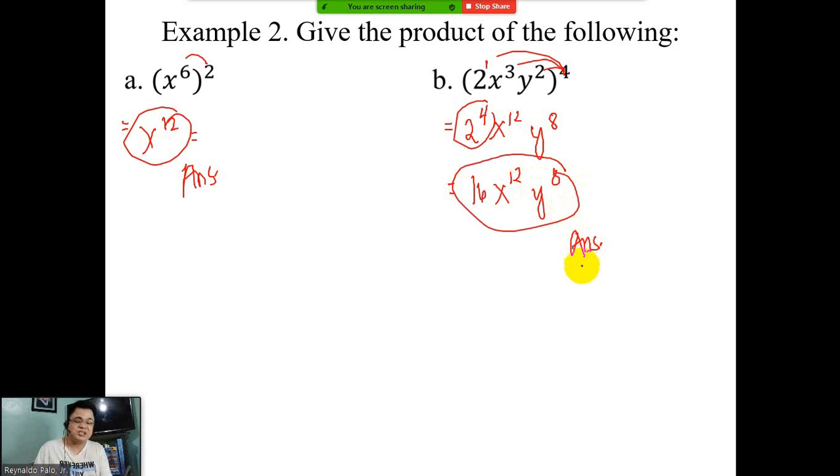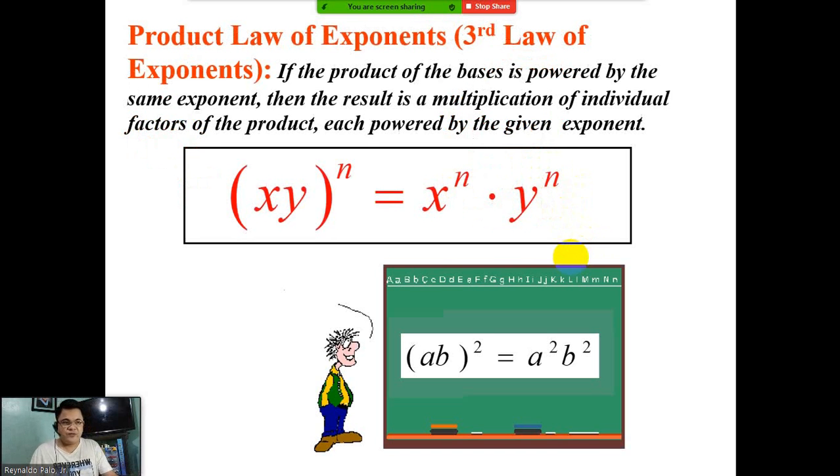Okay, so this is now the simplified form of the expression 2x cubed y squared raised to the power of 4. So that is the power of a power law of exponents. Now let's have the third. Okay, product law of exponents, or we call it third law of exponents. So what do we mean by third law of exponents?